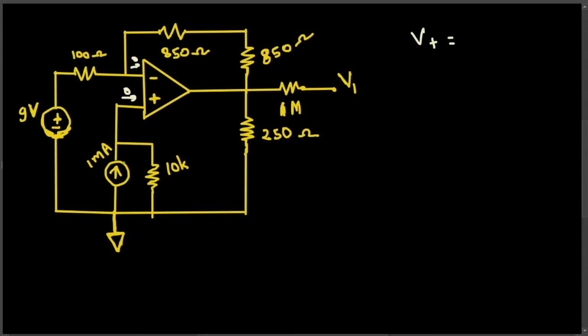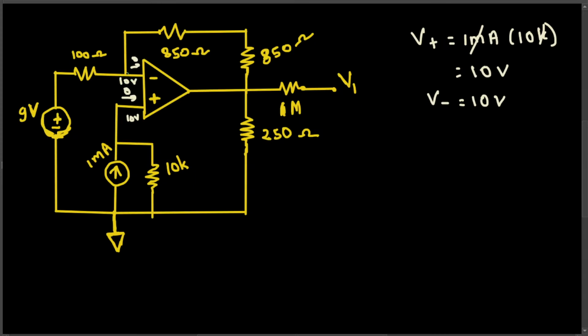V plus is going to be I times R according to Ohm's law. So this is 1 milliampere times 10k. K and milli cancel each other, so we get 10 volts right here. In an ideal op-amp, if the positive terminal voltage is 10 volts, the negative terminal is going to be the same. So V minus is also 10 volts right here.